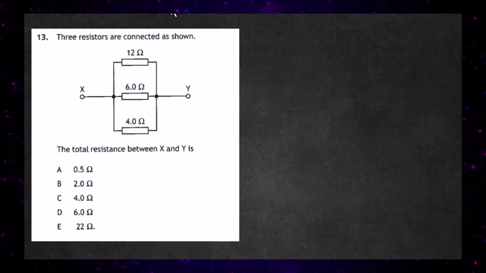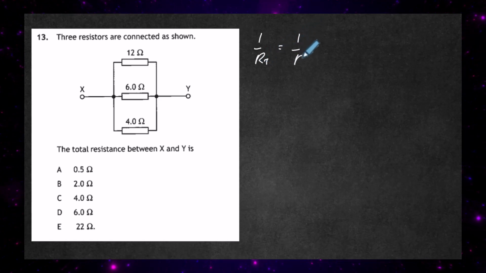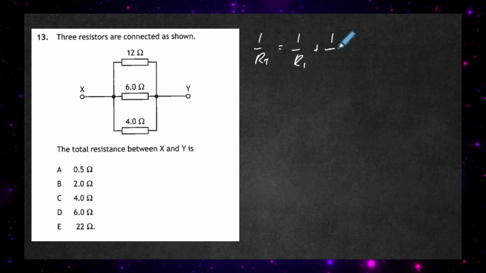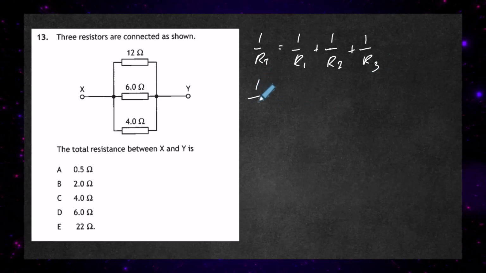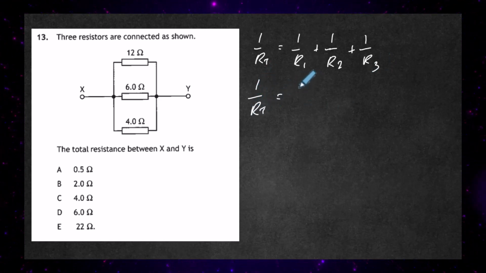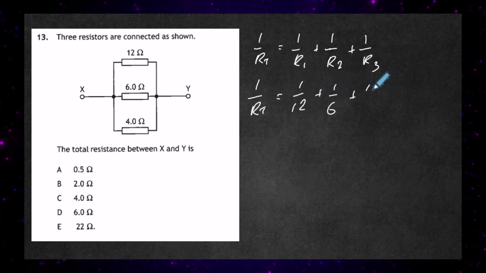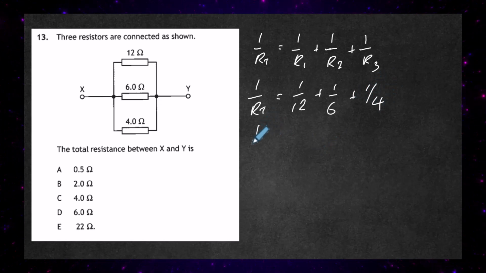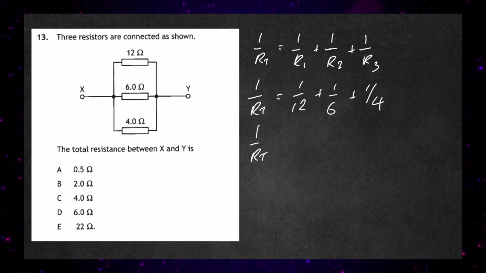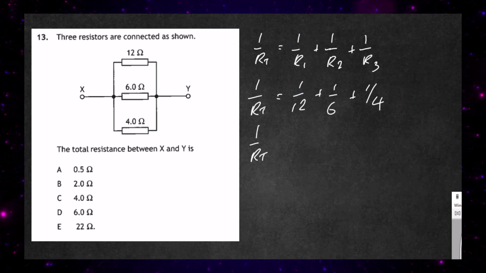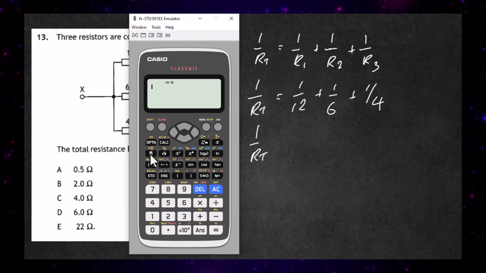Now the formula for parallel resistors is quite simple. It's 1 upon RT, the total resistance, is equal to 1 upon the first resistor plus 1 upon the second resistor plus 1 upon the third resistor. So 1 upon RT is going to equal 1 upon 12 plus 1 upon 6 plus 1 upon 4. So we've got to work out what 1 upon RT is, and you can do that in your calculator quite easily. So if I go now to the calculator, bring your calculator up. The calculator is here. We can do the following calculation. We can use the fraction button to begin with.